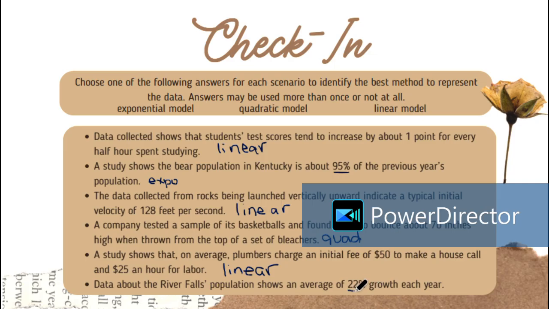Data about the River Falls population shows an average of 22% growth each year. We're dealing with a percentage, so we're dealing with multiplication. So it is going to be exponential. It's going to start slow and then grow quicker and quicker.